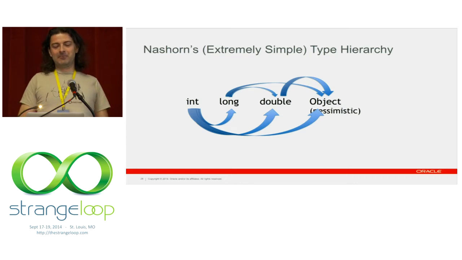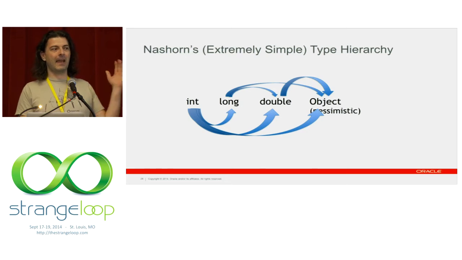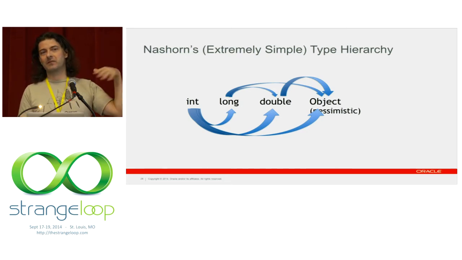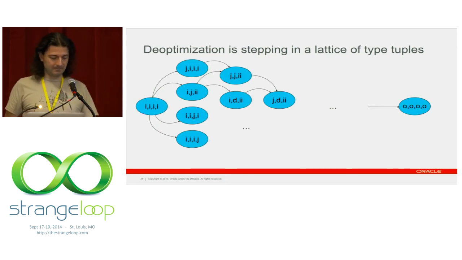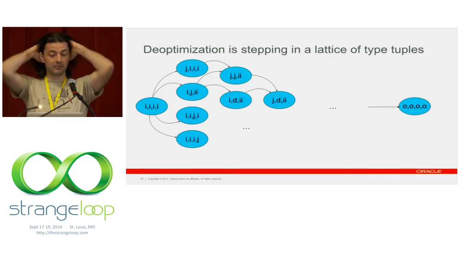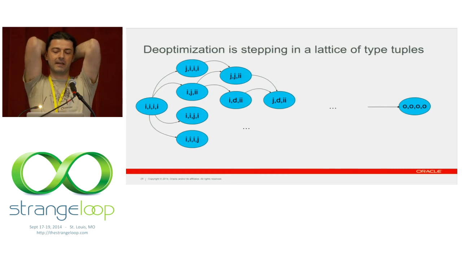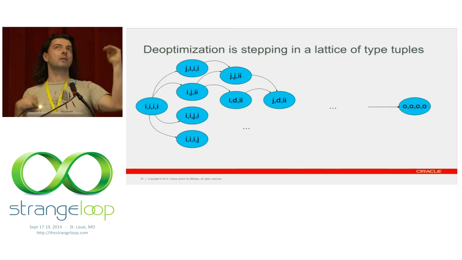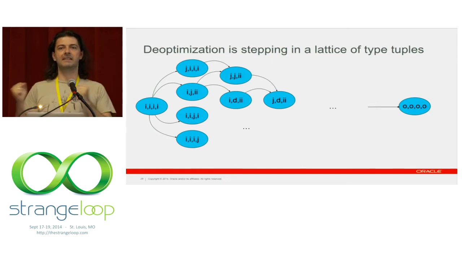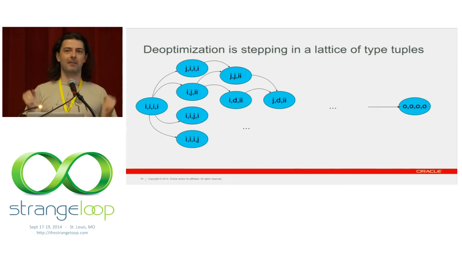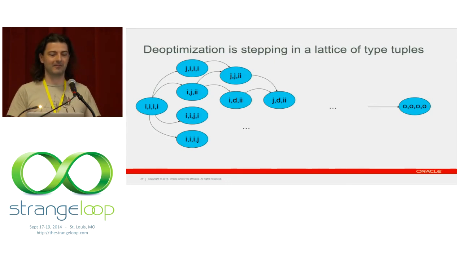Nashorn has an extremely simple type hierarchy: int, long, double, and object, and any of those can be widened, and it's monotonic, so we can never end up with a circular thing while deoptimizing. The optimization, when you really think about it, is really just a stepping in a lattice of type tuples, because every point in your function that can deoptimize has a current type, right? So if you have like 4 points, you all start with int, int, int, int. Everything is an int. I'm so happy, I'm so optimistic. Everything will be an int, everything will be great.